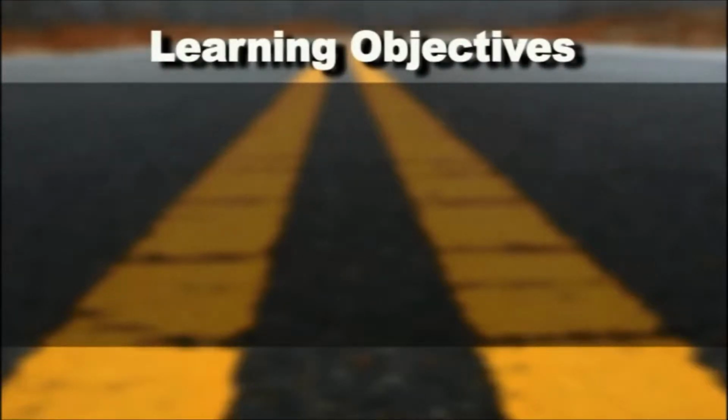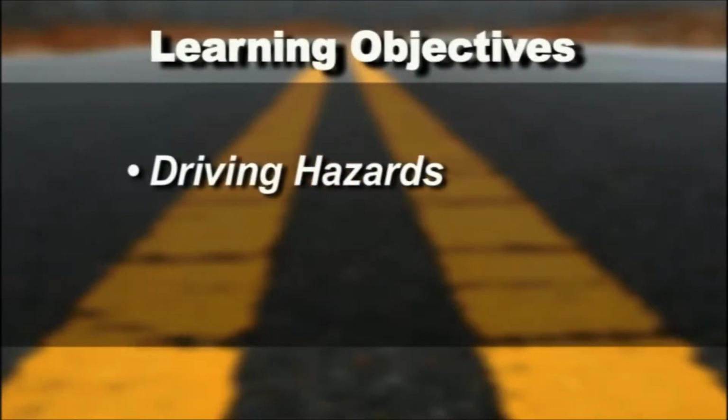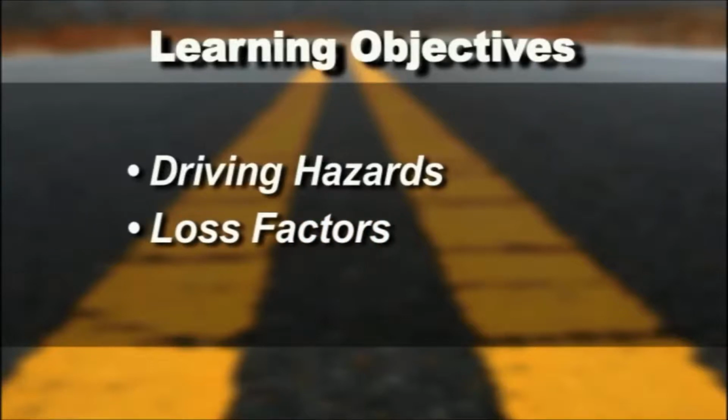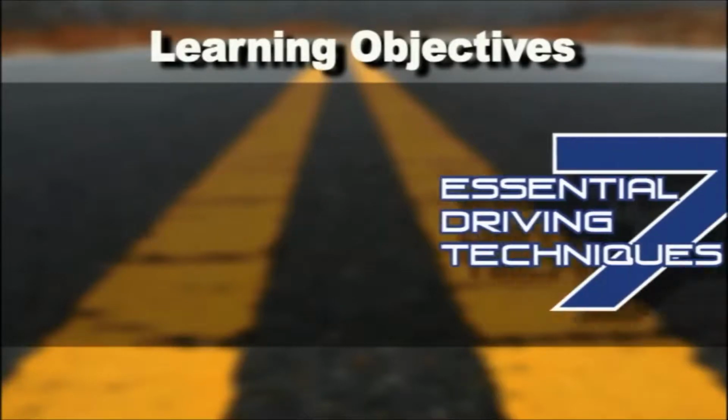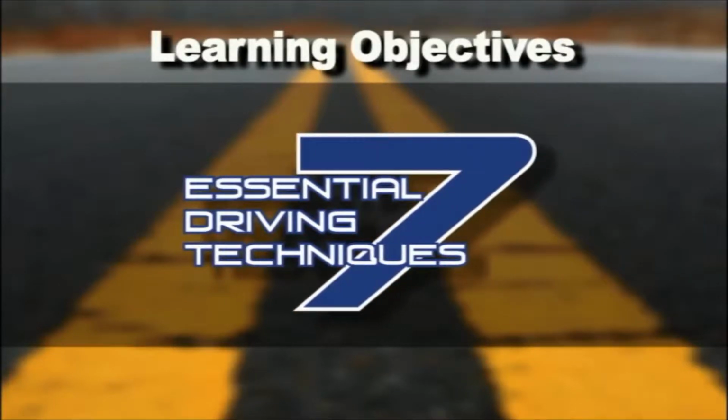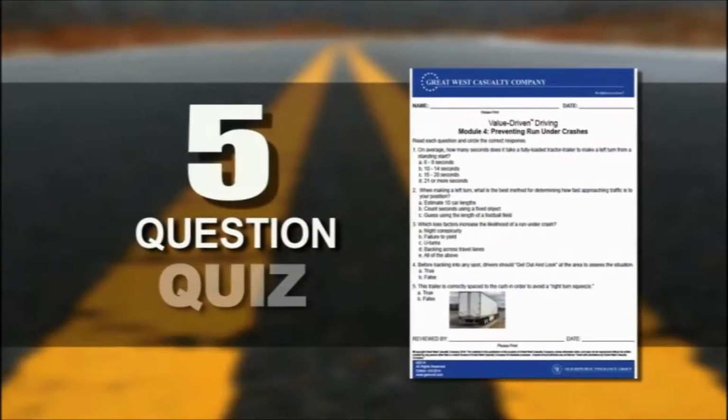At the end of this module, you should be able to identify 4 driving hazards commonly associated with run-under crashes, explain the loss factors that contribute to run-under crashes, and determine the essential 7 driving techniques that can be used to prevent these types of losses. In addition, there are 5 questions at the end of this module to reinforce your understanding of the material.